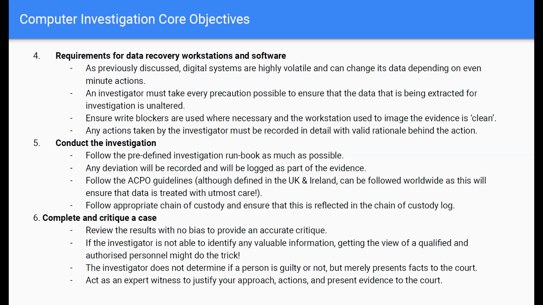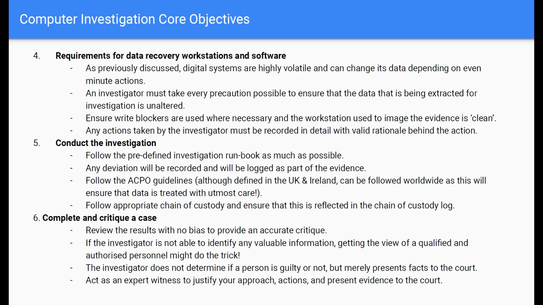Complete and critique a case. Review the results with no bias to provide an accurate critique. Sometimes people, like obviously humans, are open to bias depending on information that you receive. You may have heard, oh, this is definitely a bad guy. And even though there's no real evidence to support that, in your mind, you would start thinking, oh, this person told me this person's a bad guy, so there's definitely bad evidence here. Which is not really helpful for any investigation that's being carried out, because you will look for very specific information that could be used to implicate this person, but you could be missing out on something that's very obvious, but because of your bias, you're not looking at it objectively.